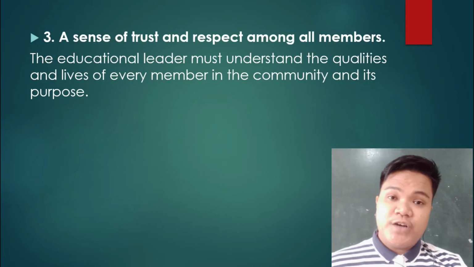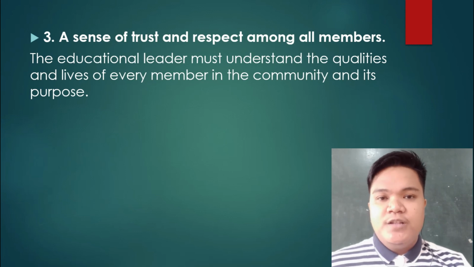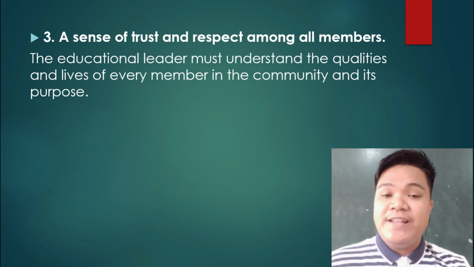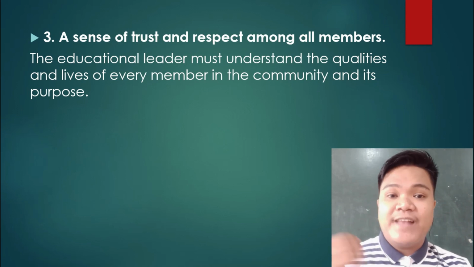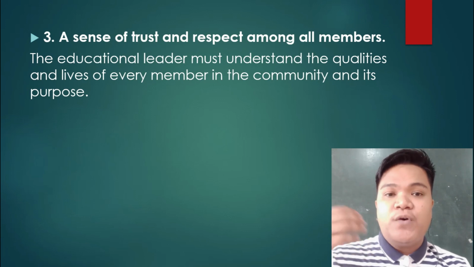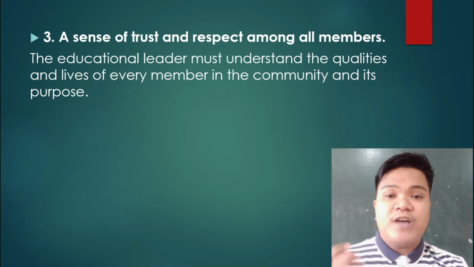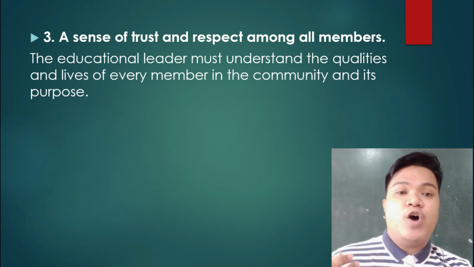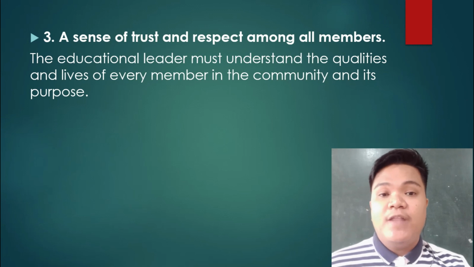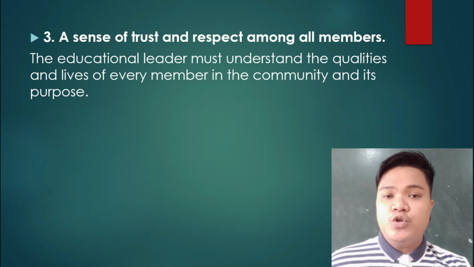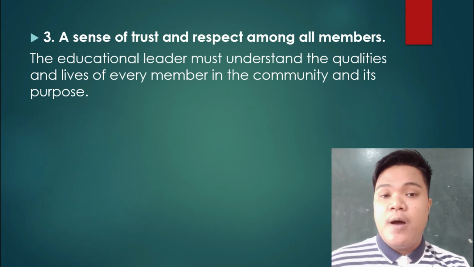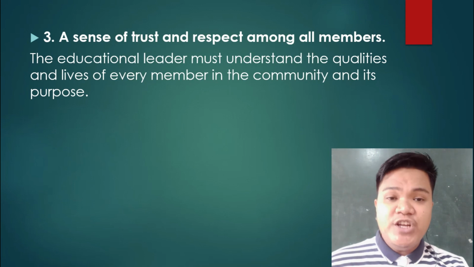Third, a sense of trust and respect among all members. The educational leader must understand the qualities and lives of every member in the community and its purpose. The actions of the leaders that are oriented toward a common moral goal help to foster the community's third important part, a sense of trust and mutual respect among its members. The leader is aware of himself, the qualities and lives of each member of the organization, and the organization's mission. In schools, the leader creates a learning organization by showing a sense of trust and respect for each member of the group.